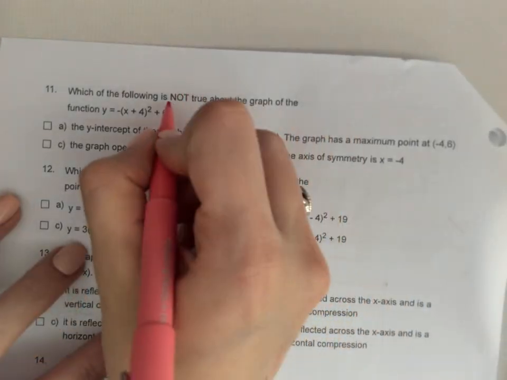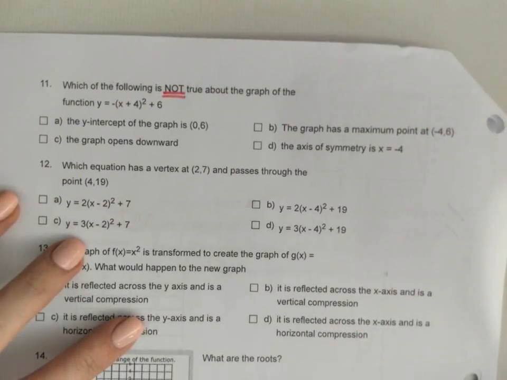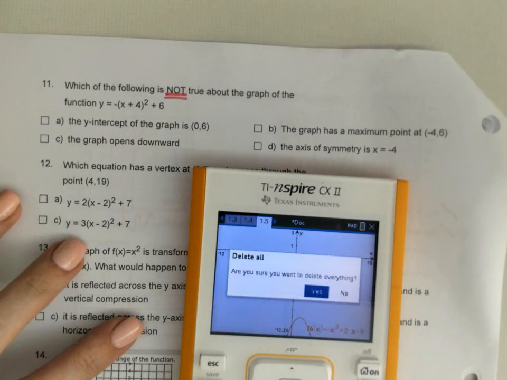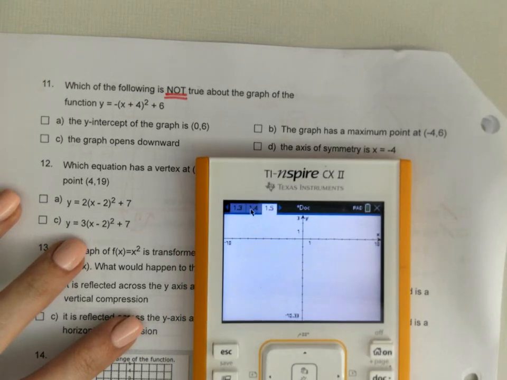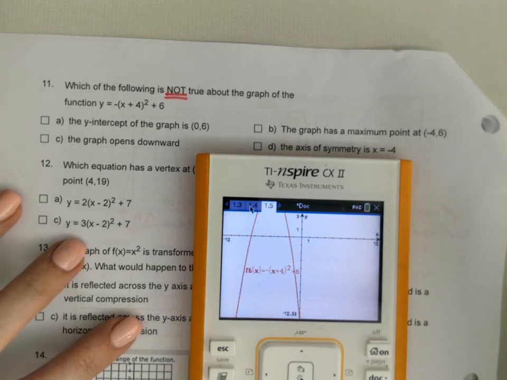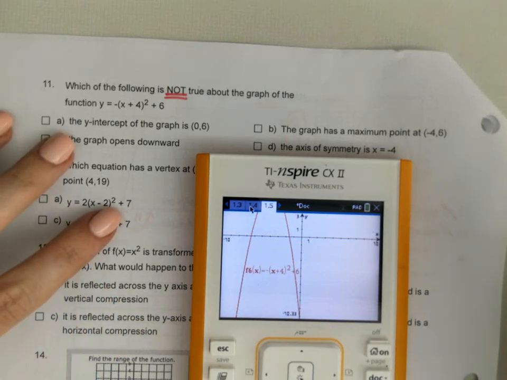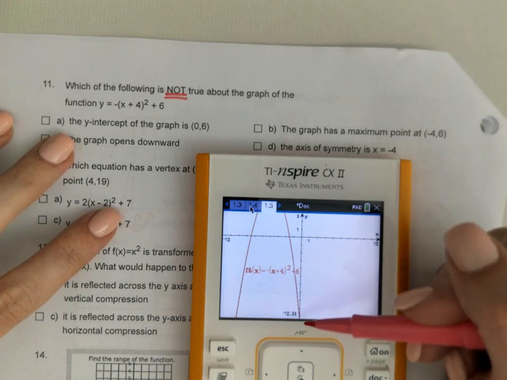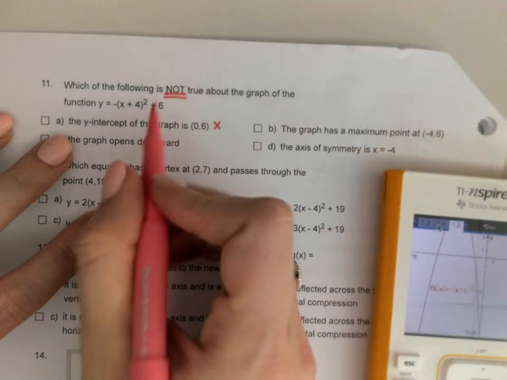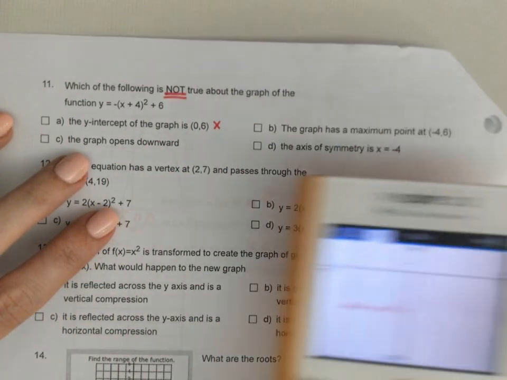Which of the following is not true about the graph of the function? Well, I want to look at it before I can decide what's true about it. So menu 3, 1, negative parentheses, x plus 4, close parentheses, squared, plus 6. All right, the y-intercept of the graph is 0, 6. It's not going to be a negative y-intercept. So this one is not true. Hey, that's what we want. I bet you that's the answer. Let's check the other ones.